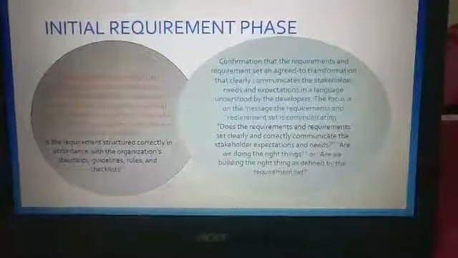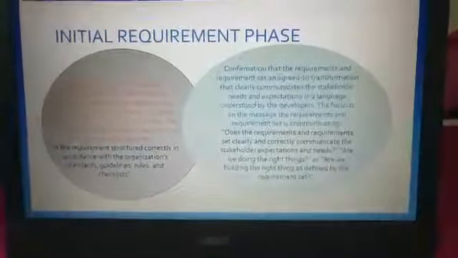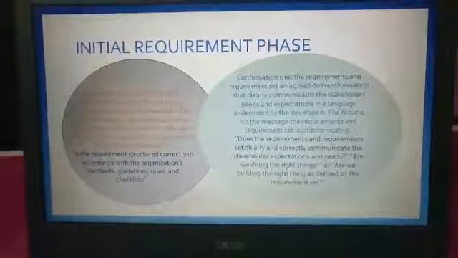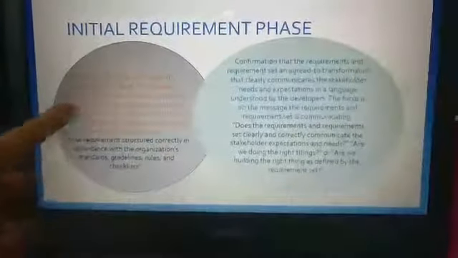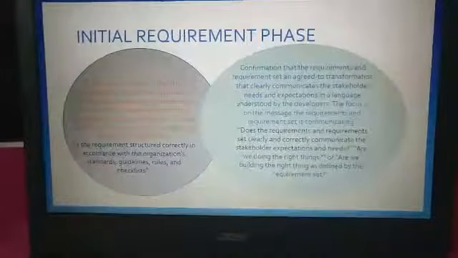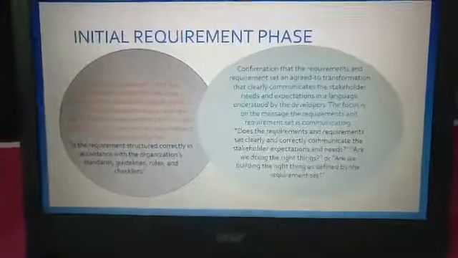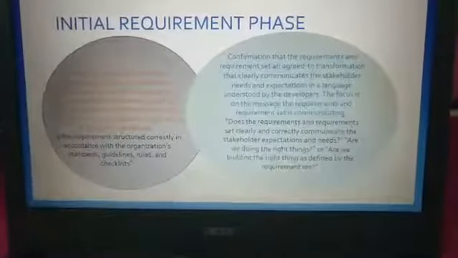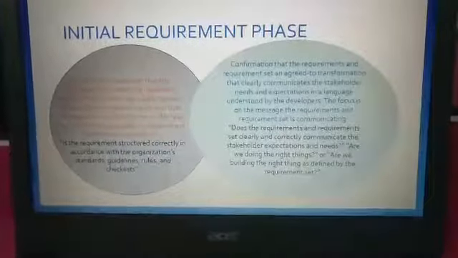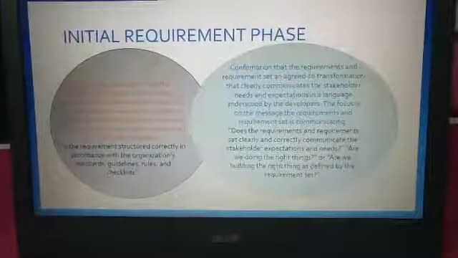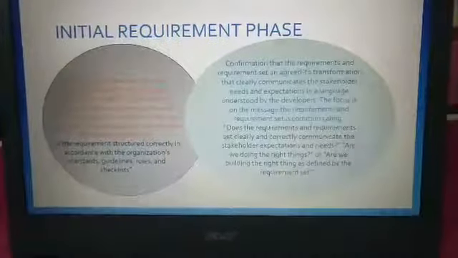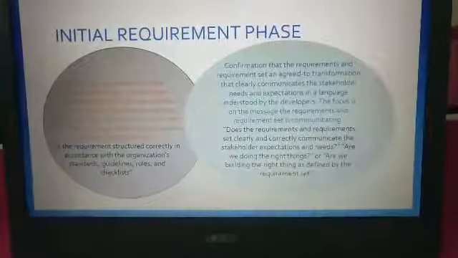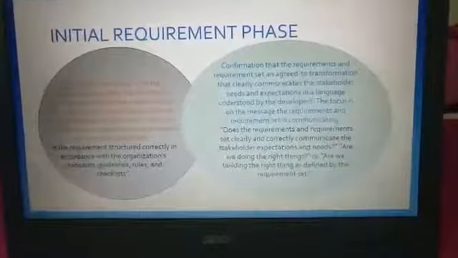So this is the validation and verification related to the initial requirement phase. We start with confirmation by inspection that the requirements contain the necessary elements, the characteristics of a well-formed requirement, and that the requirement set conforms to the rules set forth in the organization's requirement development guidelines. It's like, is the requirement structured correctly in accordance with the organization's standards, guidelines, rules and checklists?